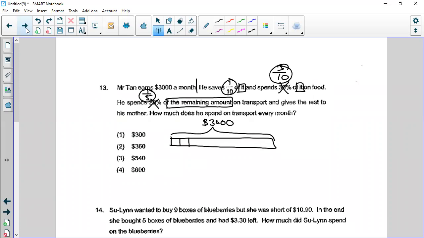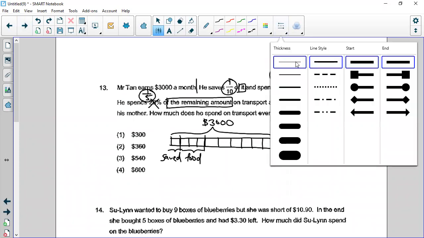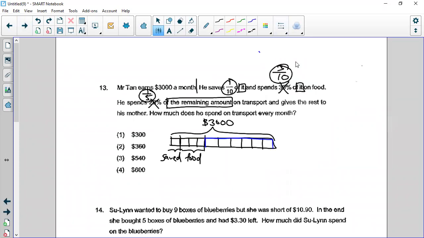So you cut the rectangle into 10. All right, 1, 2, 3, 4, 5, 6, 7, 8, 9, 10. He saved 1 box, label. Your model must have label, and then he spent 3 boxes on food. So continue to label over here, 3 boxes on food. Where's your remainder? Your remainder is on the right side, which is over here. This is called the remainder, all right? And how many boxes is that? There are 6.